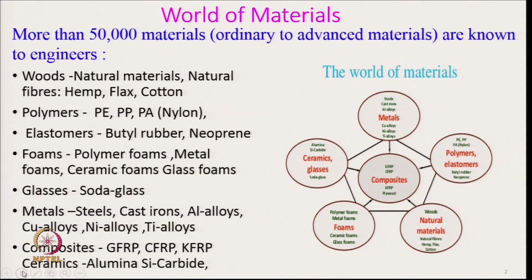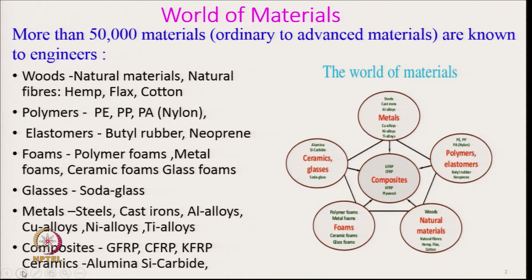Let us have a look to what are various materials available in the world. More than 50,000 materials are known to engineers. In this slide, I have given a very broad classification of different materials, starting from natural materials like wood. Wood is also a composite material, it is a natural composite material. We have some natural fibers in textile like cotton, hemp, flax, sisal, many other natural fibers.